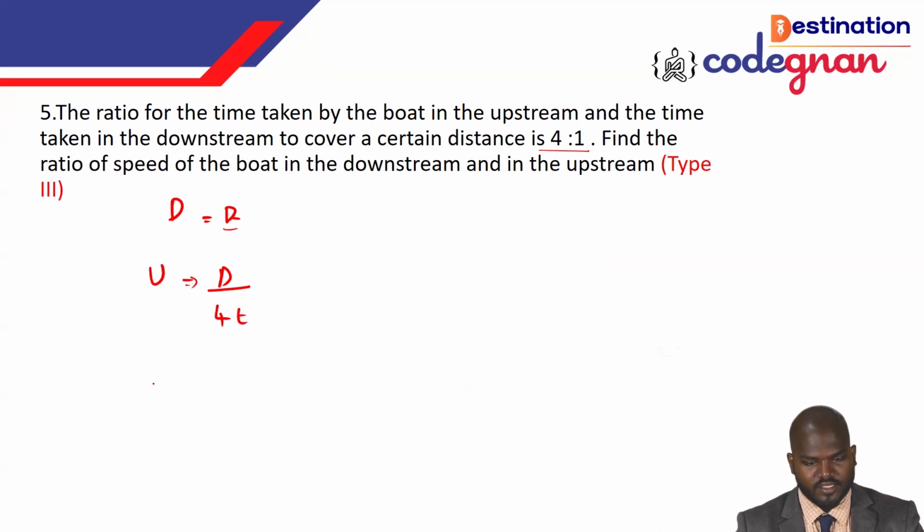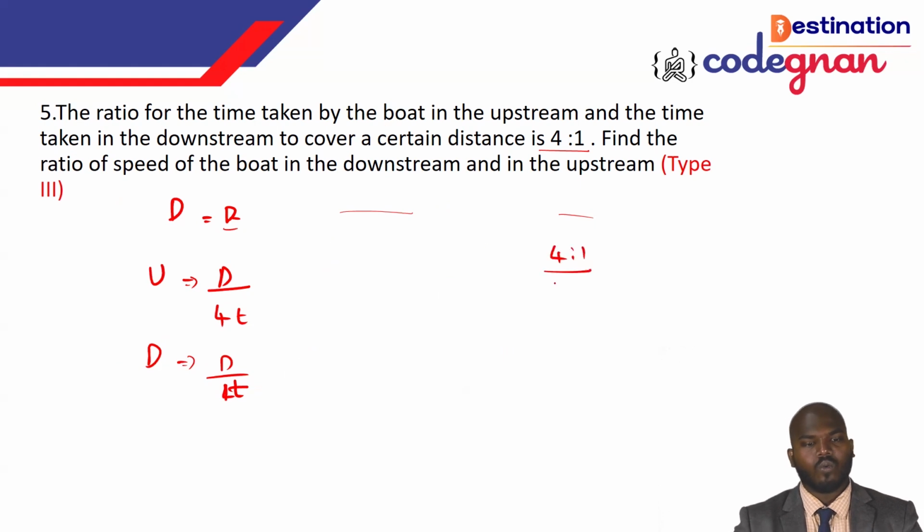And then there is upstream you have taken, and downstream, you see this one. So downstream, you can take it the same like D by 1T. Okay, like you can take it up here. According to the equation, they are asking the ratio of the speed of the boat in the downstream and upstream. That's what the thing they are asking here. If you apply the same thing also, it will give you the same value.